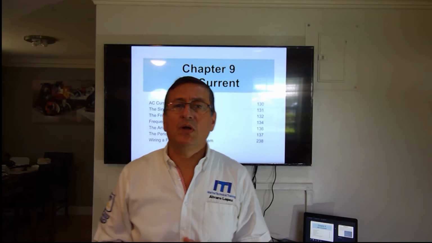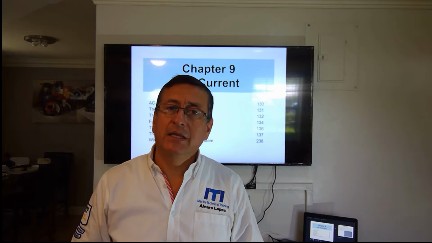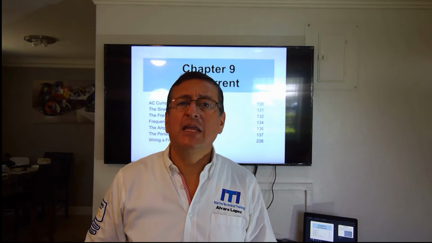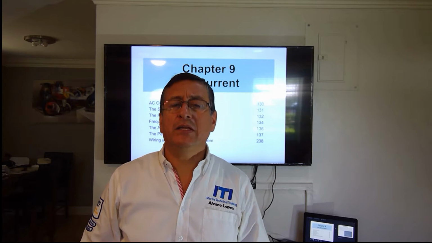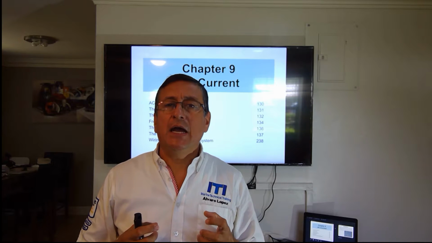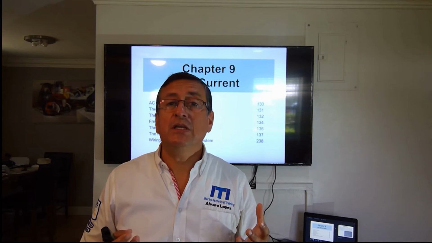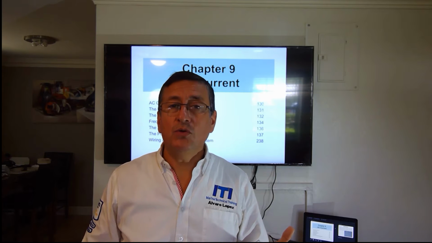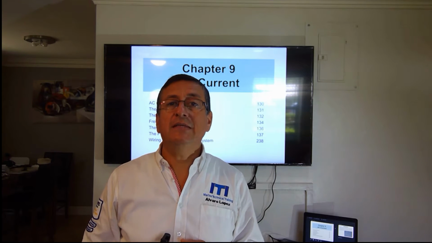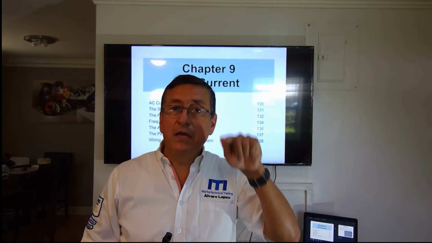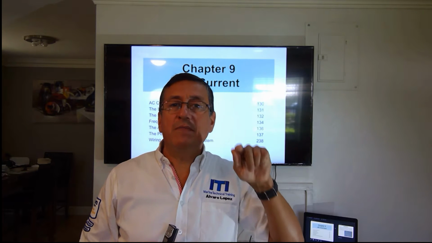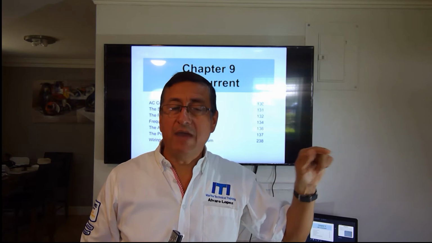Today we are going to talk about the production of AC current. This is chapter 9 of your Marine Electricity Handbook. In this episode, I am going to explain how the AC current is produced, the sources of AC current in your boat, and the properties of the AC wave, the shape of the wave. Why is the shape of the wave like a sine wave?